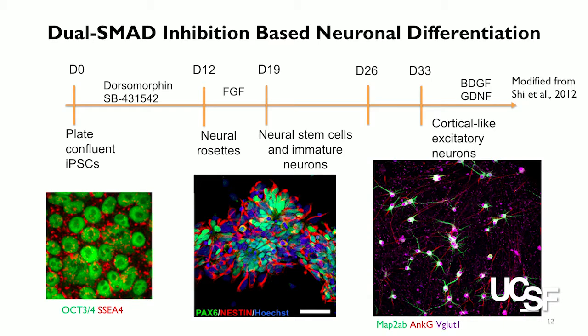Now, this is a typical imaging view of the cortical-like excitatory neurons. MAP2AB labels mature neurons in general, and VGLUT1 labels the mature cortical excitatory neurons. Ankyrin-G is another marker to label that.